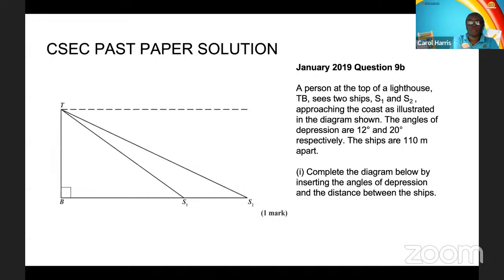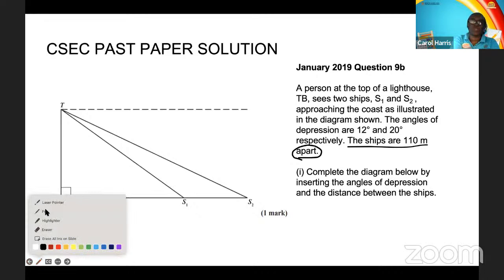You'd say TB? Where did they say 110 was? The ships are 110 meters apart. Does TB represent how far the ships are apart? No. TB, they said, is the top of the lighthouse. So TB represents the lighthouse. So the ships are 110 meters apart. Where would I put that 110?